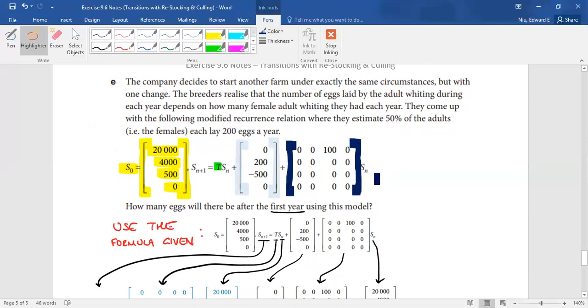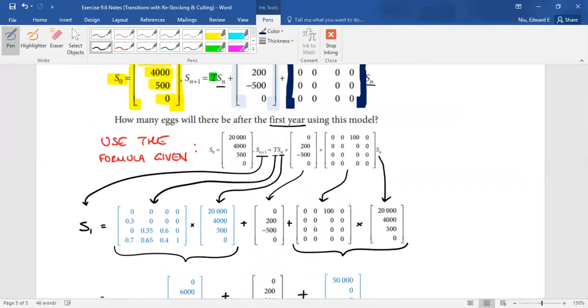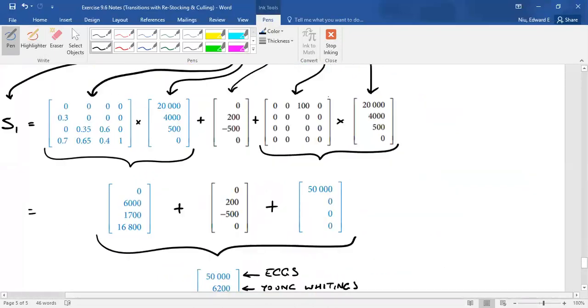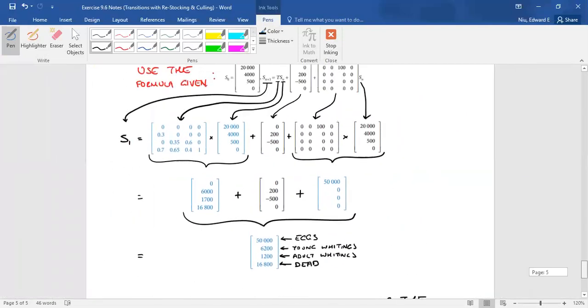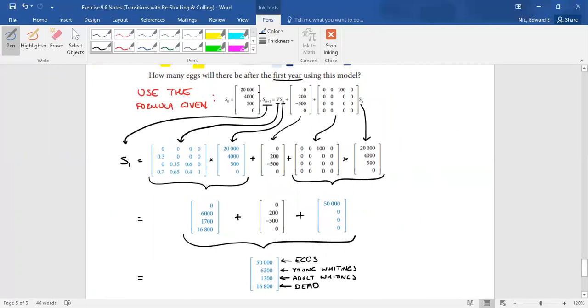And then lastly, we've got the SN again. So please don't forget there's two. A lot of people often do. And so what we do is we've got to answer the question. The question says, how many eggs will there be after the first year using this model?